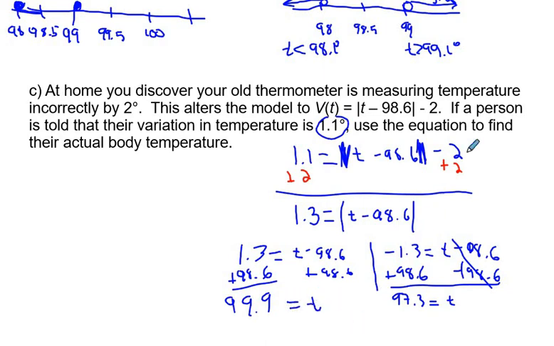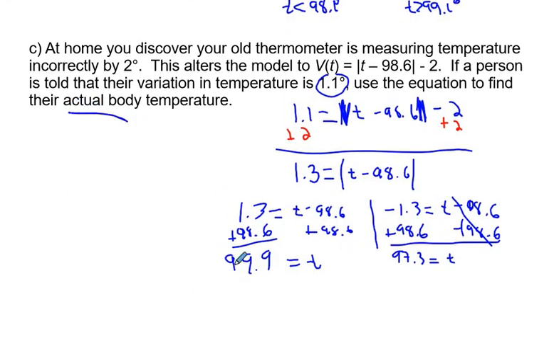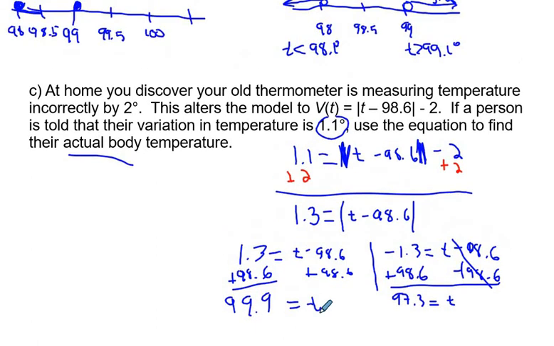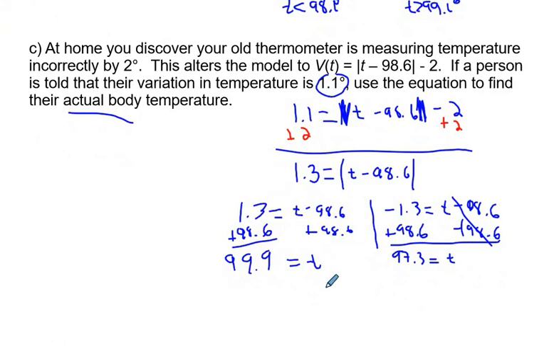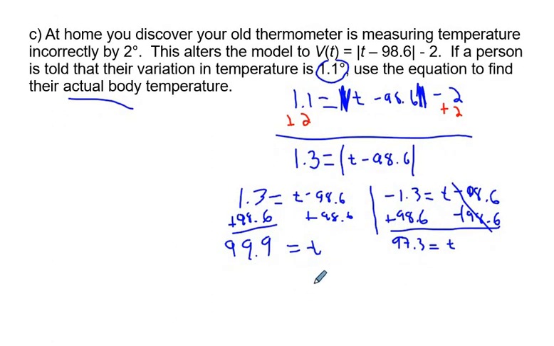So to answer the question, use equations to find out the actual body temperature. You can't figure out the actual body temperature, you can only figure out that it is between these two things. So if you were to use interval notation on that, you would say it's between 97.3 and 99.9, and we could probably go ahead, since we have an equal sign, and use a bracket for that.